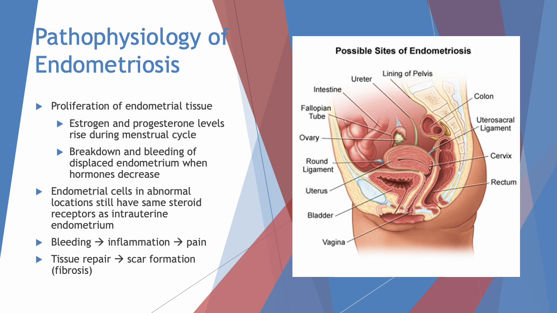Endometriosis can be considered a chronic inflammatory disease because these hormone changes occur monthly with the menstrual cycle, and so the pain and bleeding also will occur as the menstrual cycle hormones change.